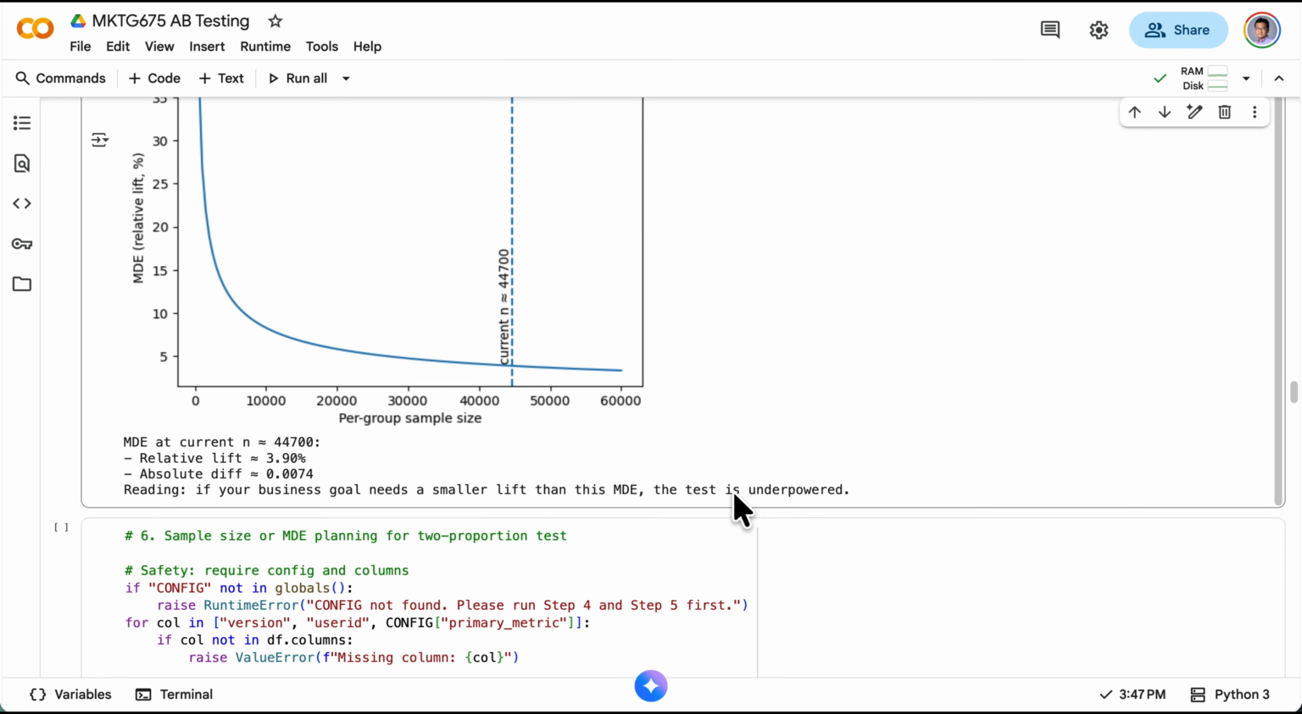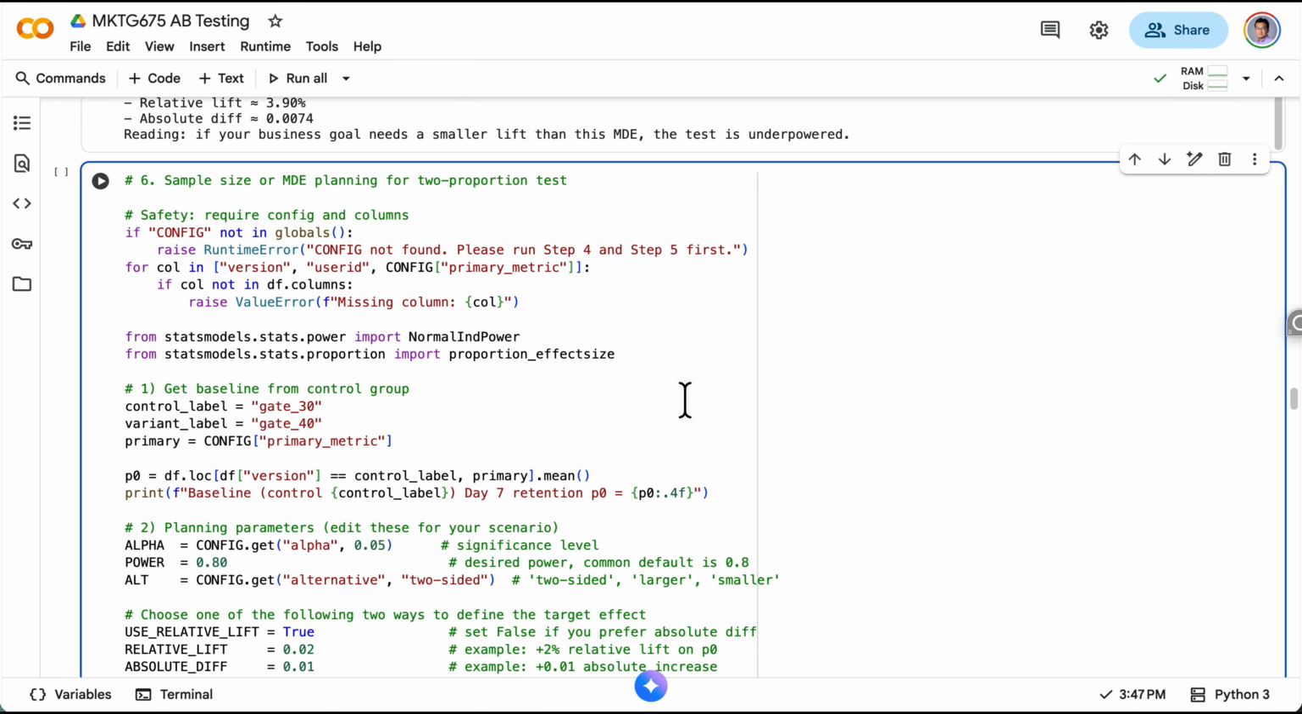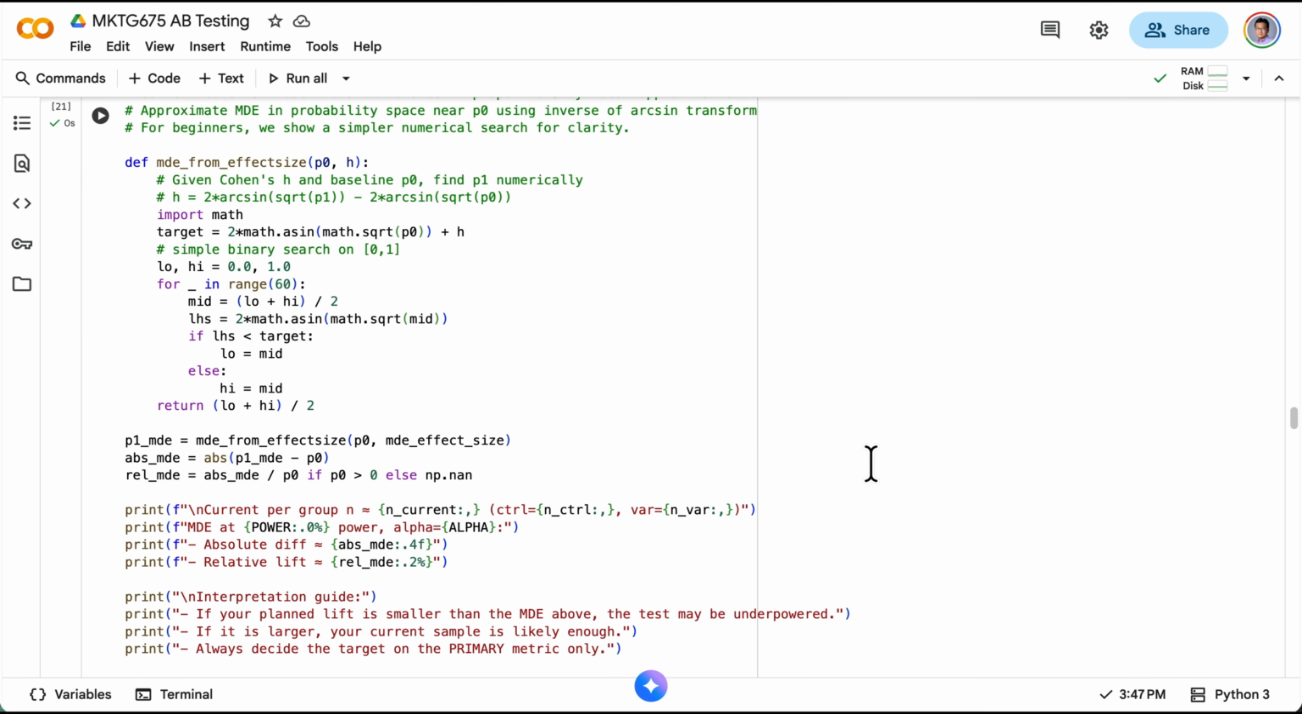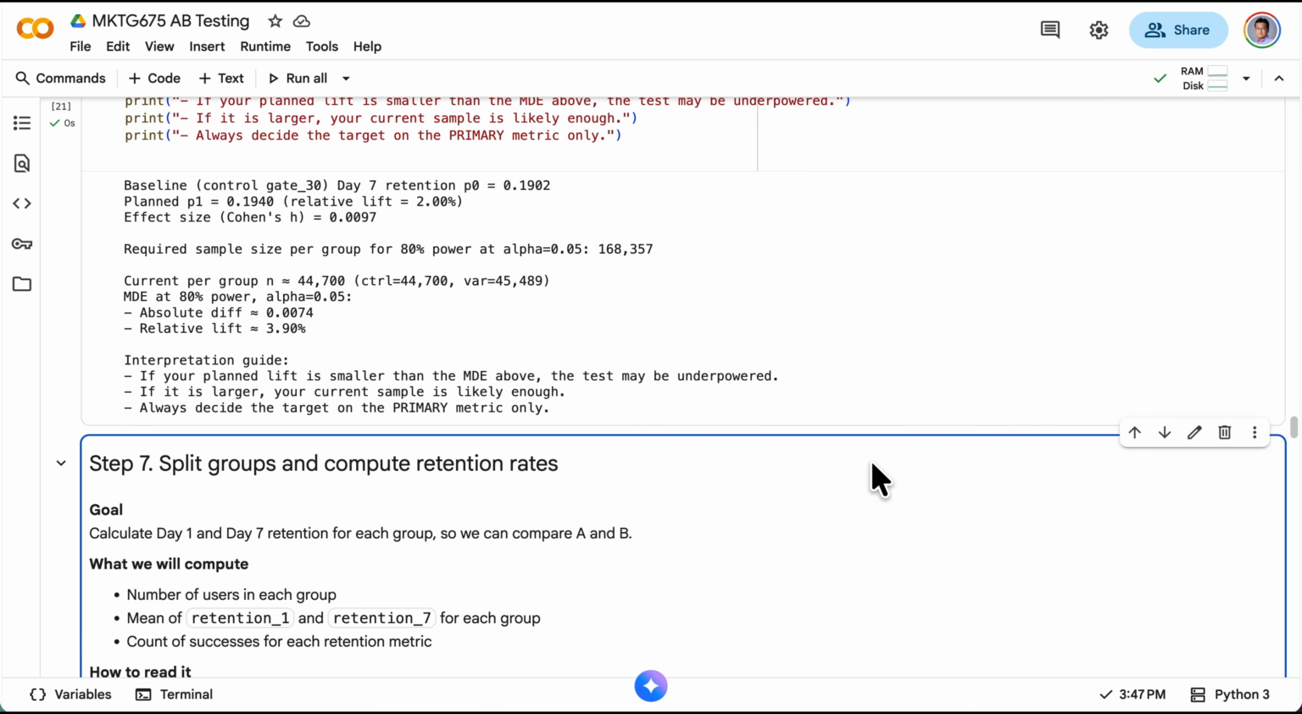Baseline day 7 for control is 0.19002 with a plus 2% relative lift target and alpha 0.05. The required per group sample is about 168,357 users. Our current per group N is about 44,700, which yields an MDE of about 3.9% relative or 0.0074 absolute. If the business needs a lift smaller than 3.9% relative, this test is underpowered at our current size.